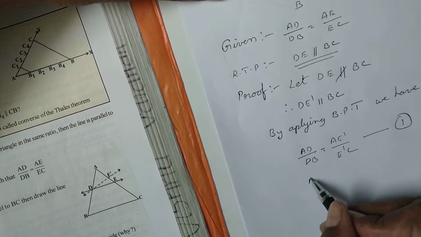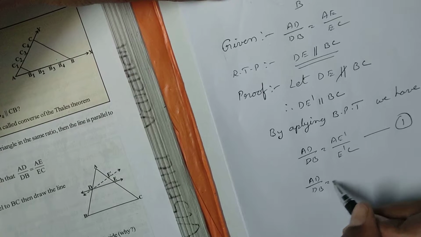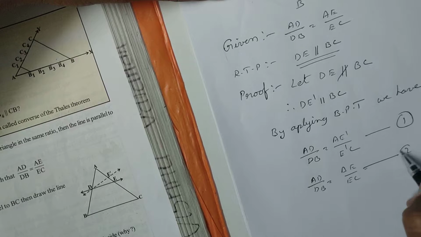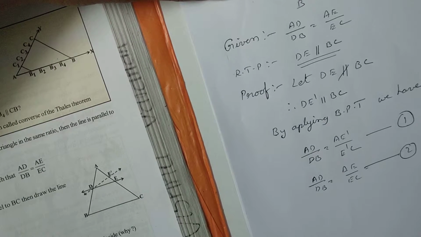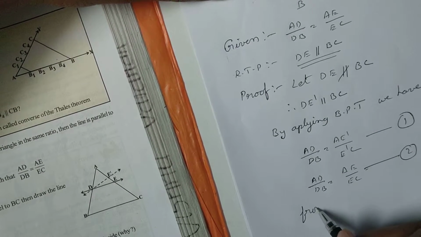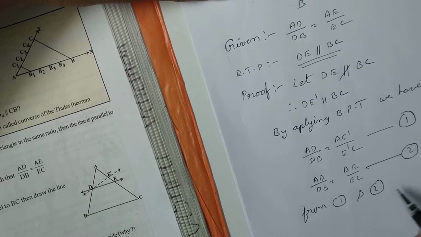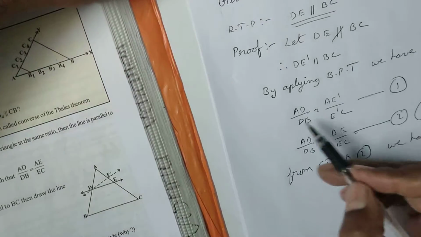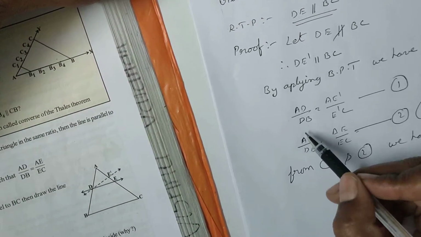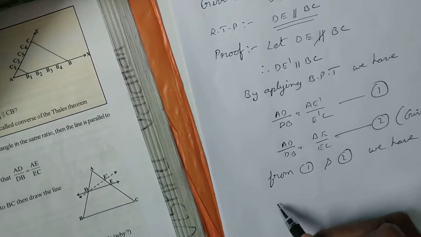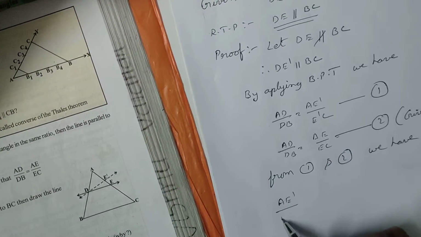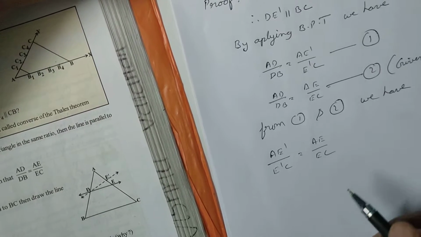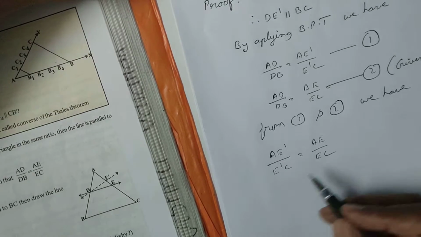So what is given? AD by DB is equal to AE by EC. It is given. Okay, from 1 and 2, we have, so 1 LHS and 2 LHS are equal or not? If LHS are equal, you can equate RHS. Means AE dash by E dash C is equal to AE by EC. You can write it. Now componendo and dividendo.